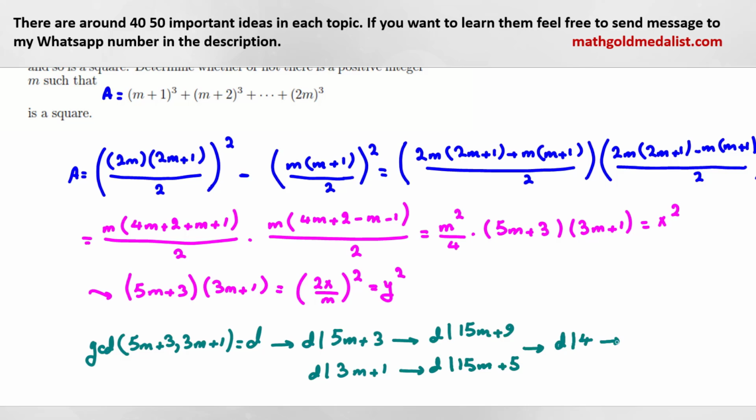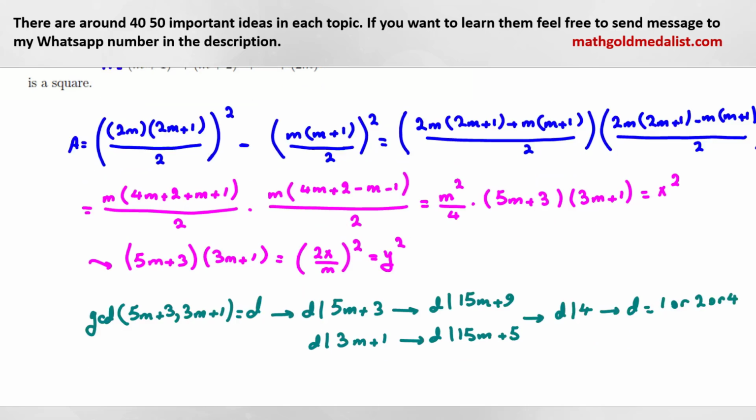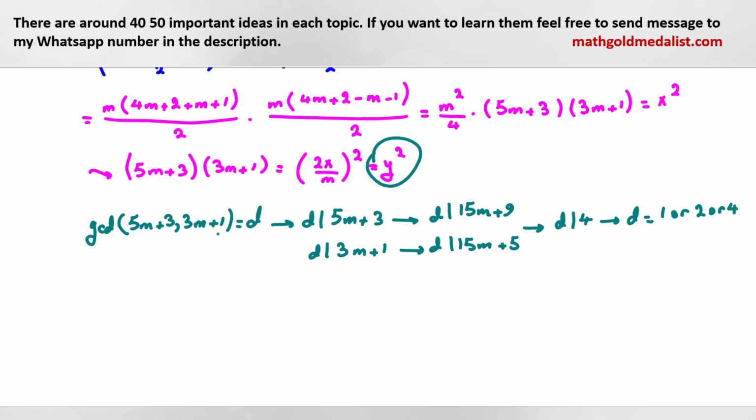D divides 4. D can be what? 4 or 1. 4 or 1 or? 2. Exactly. Now, in general, we said when the product is a perfect square, we can conclude what? 5m plus 3 is 4 times z squared. Let's write it in terms of d. It is d times z squared. Yes. And 3m plus 1 is what?